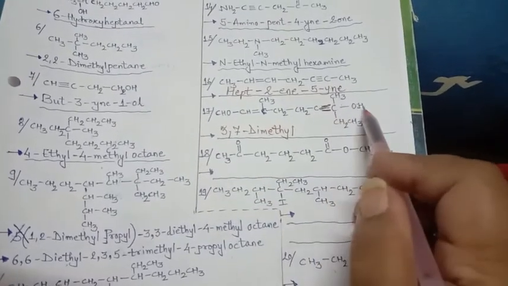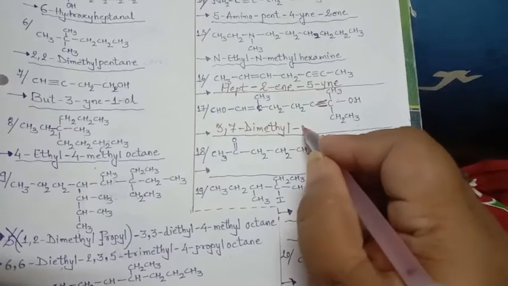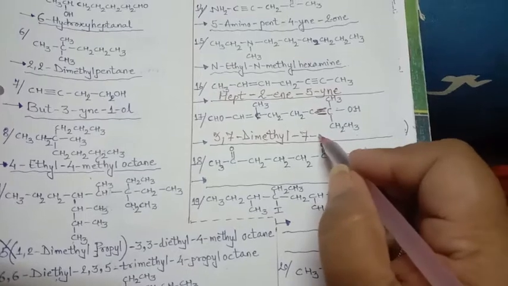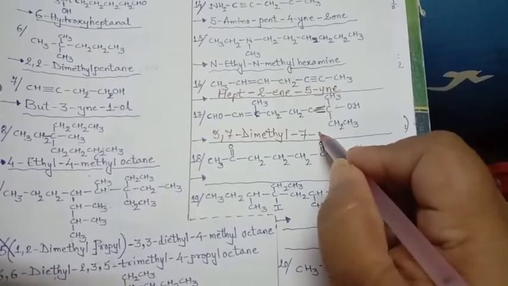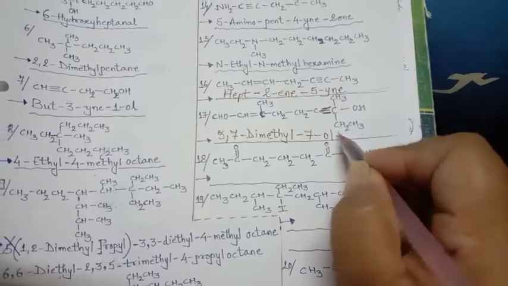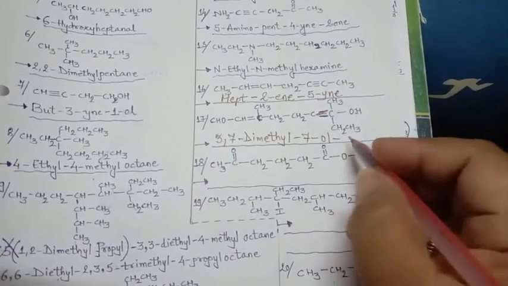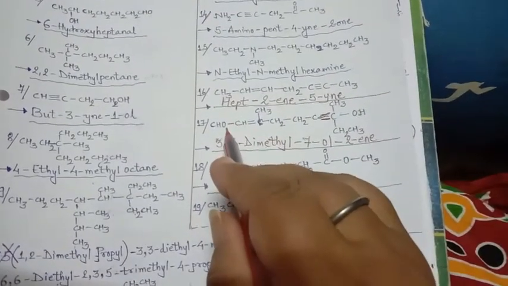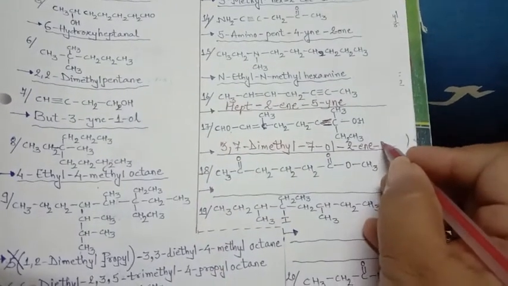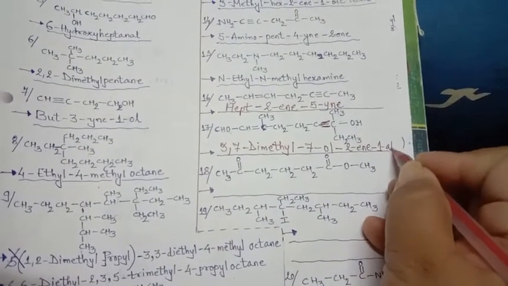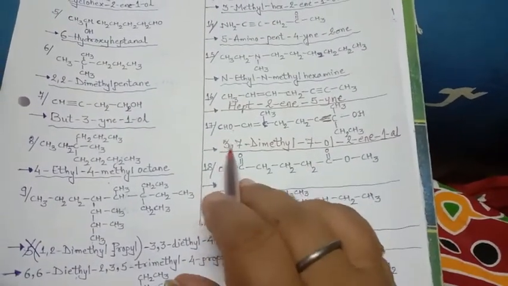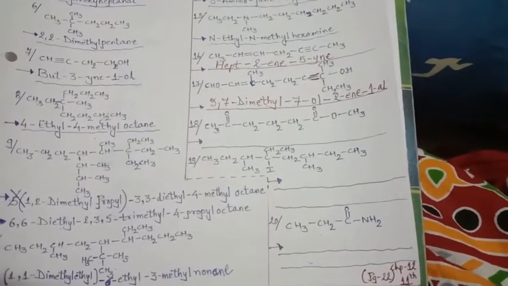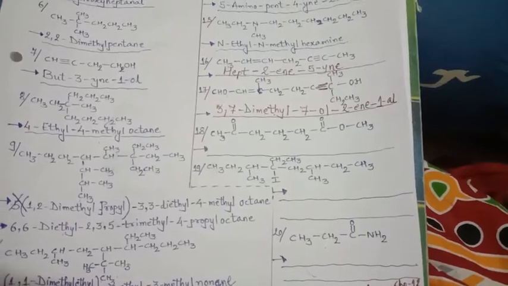Then on the 7th carbon it is an alcohol, so 7-ol. Alcohol will take only 'ol'. Then on the second carbon is the double bond, 2-ene, and on the first it is the aldehyde group, so 1-al. Clear? So what is the name? 3,7-dimethyl 7-ol 2-ene 1-al. Clear, everyone?